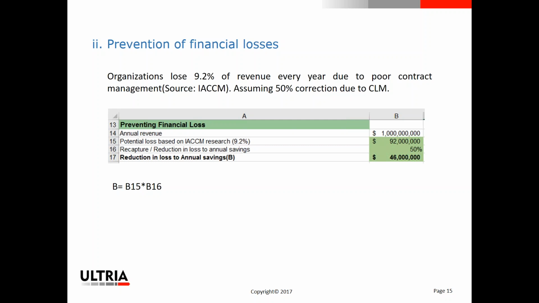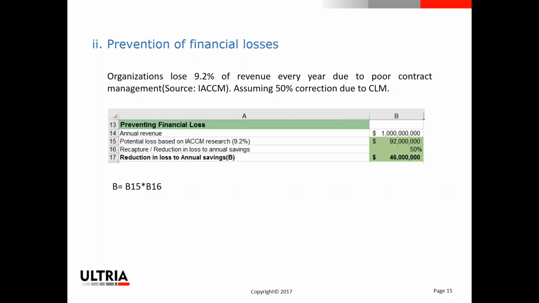Well, what we've done here from an ROI calculation is quite simply take your presumption of annual revenue, whether it's 500 million, a billion, 4, 10, 20 billion. And if we work off the baseline of 9.2%, we see what the potential for money or revenue loss looks like.